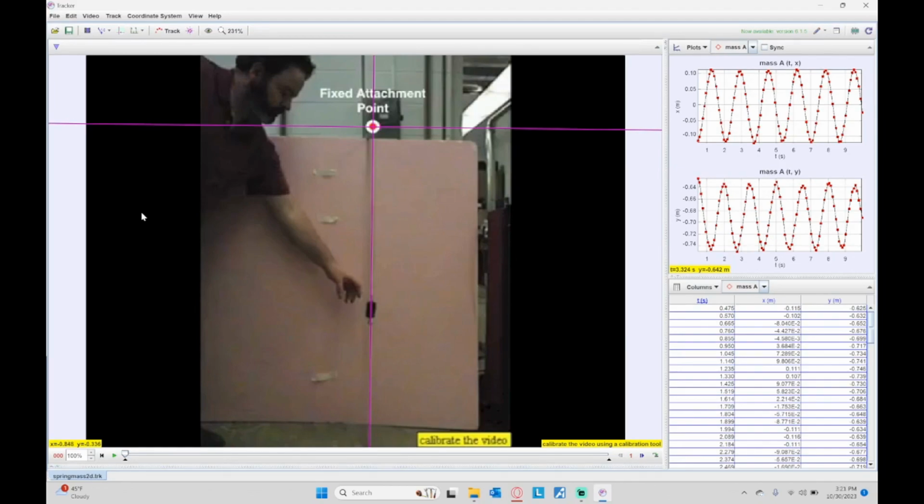Our experiment is releasing the mass attached to the spring, which is attached to the fixed attachment point, with an initial velocity of 0. The mass is then left to freely oscillate based upon the interactions we described before. Here's the experiment running as we track the position of the mass.